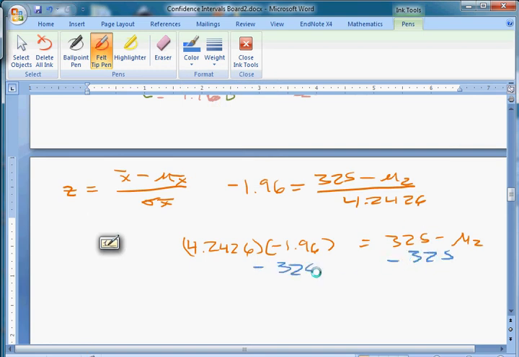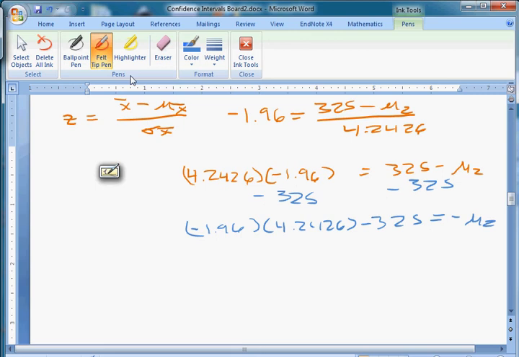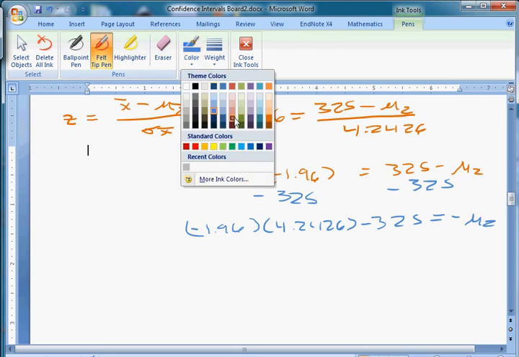And we'll get negative 1.96. I'm just going to switch these around. Times 4.2426 minus 325 equals negative mu2. We want to go through and fix the signs. That will give us a formula for mu, which looks like this.